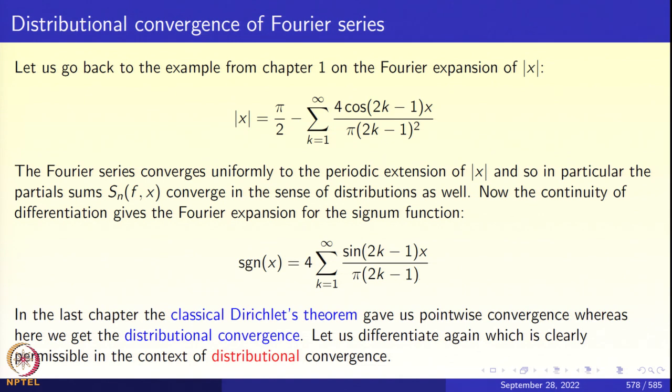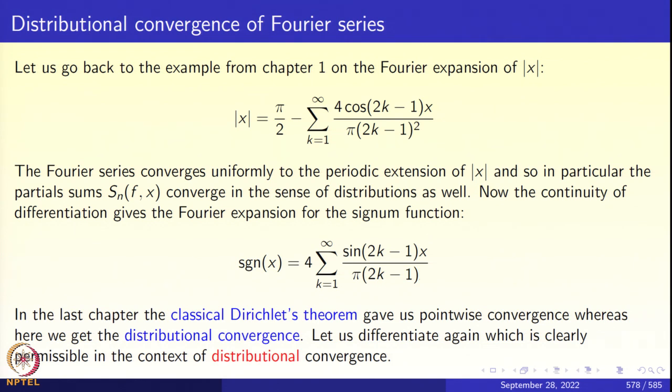Now, why are we weakening it? Why are we doing this? Why are we getting rid of uniform convergence and harping on weak star convergence? Because differentiation is continuous. If a sequence of distributions converges weakly, the derivatives will also converge weakly. So I can differentiate Sn once, twice, etc.